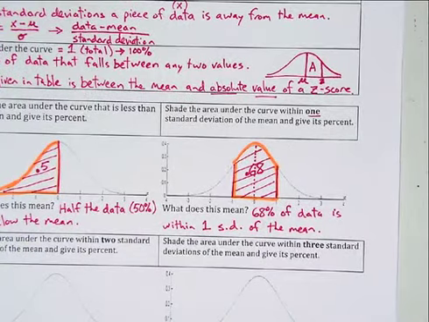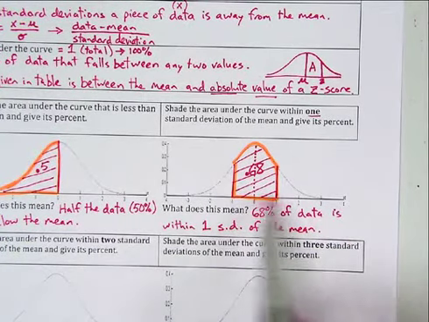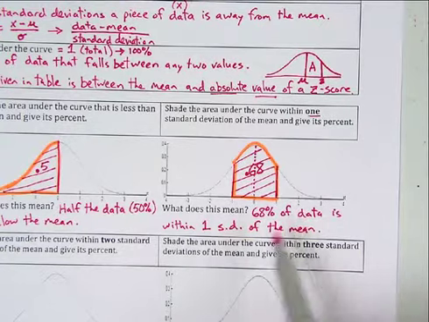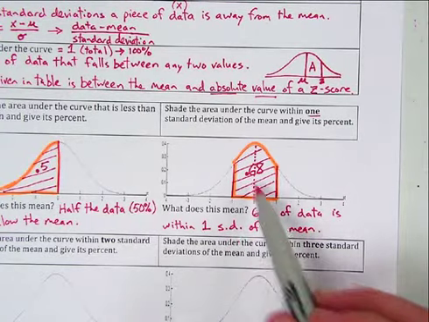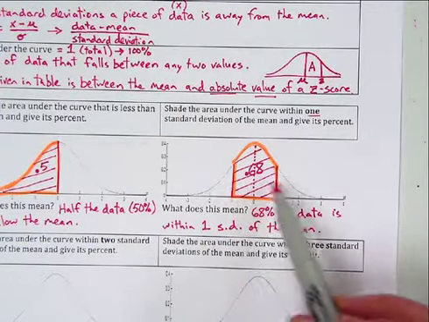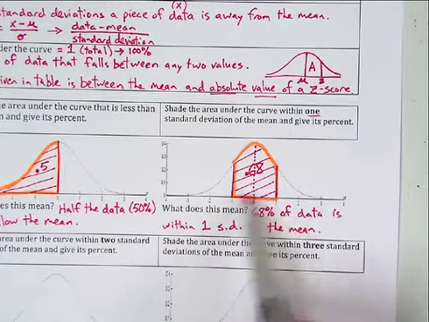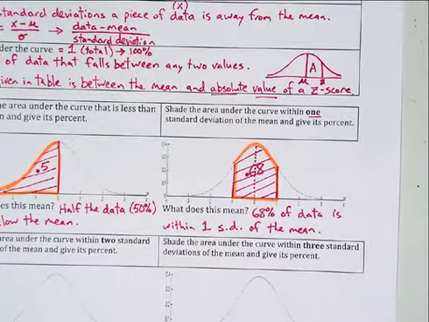So as we think about standard deviation being the spread or variability of the data, if we know what that standard deviation is, we can tell how much data actually falls between the mean and those standard deviations. So that accounts for 68%.